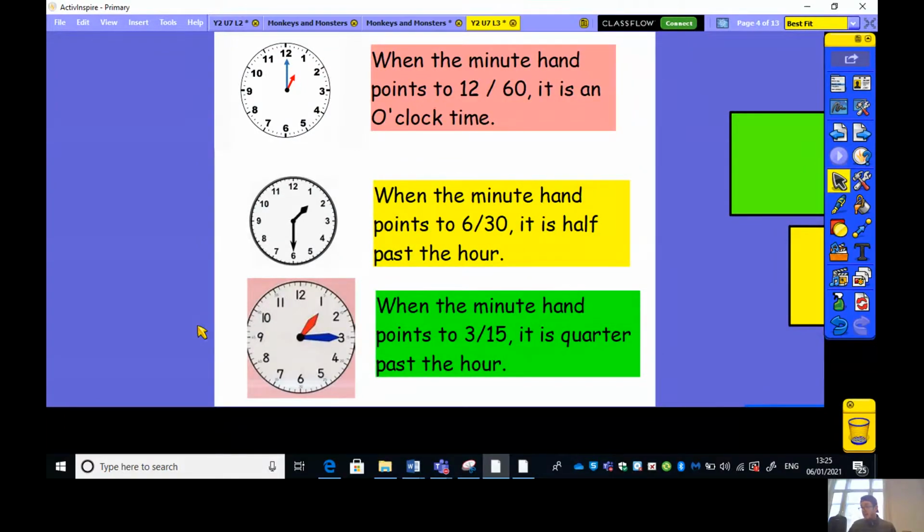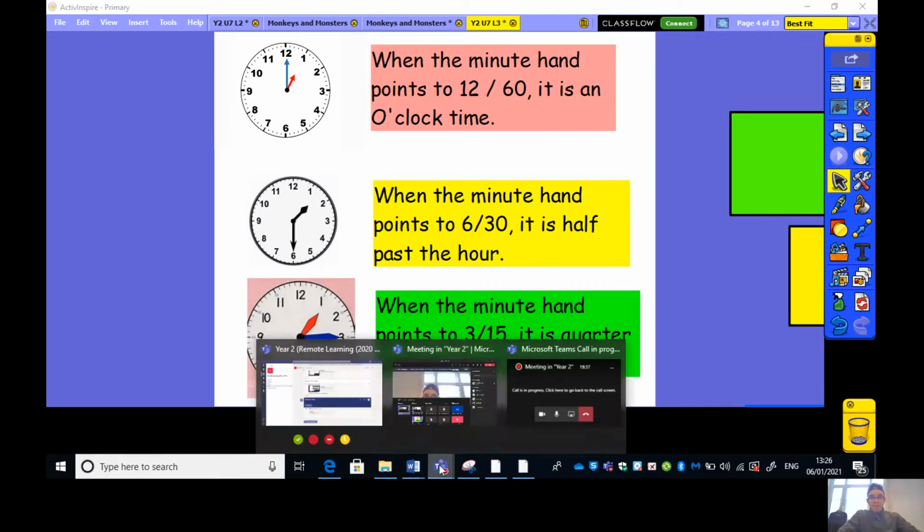So, as I said there, when the minute hand points to the 12 on the hour scale, it is an o'clock time. When the long minute hand points to the 6 on the hour scale, it is half past the hour. And when the minute hand points directly at the 3, we can say it is quarter past the hour. Okay, quarter past, half past, o'clock.